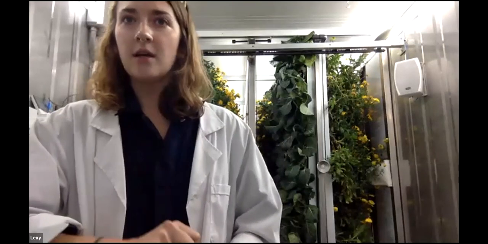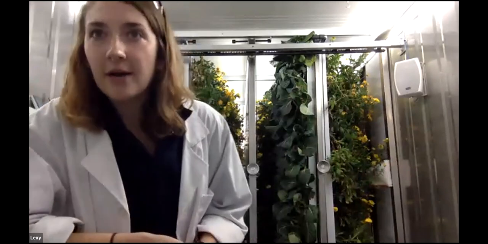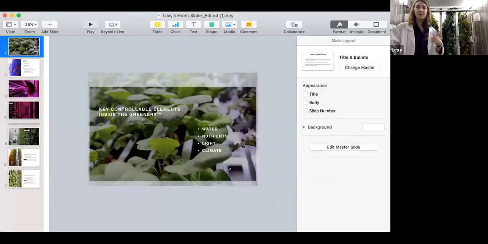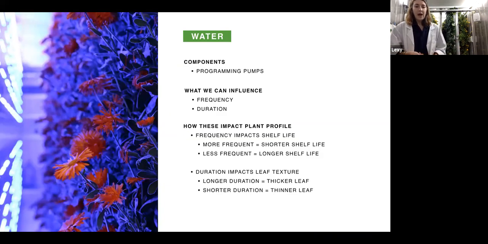Awesome, sounds good. Alrighty, so one of the major benefits of controlled environment agriculture is your ability to control different variables in your farm that would influence your plant's growth. So in our farm, the major components that you can control are going to be water, nutrients, light, and climate. So we're going to start with water, and talk a little bit about how in our farm we can control our water usage and what effects we can see from controlling it.